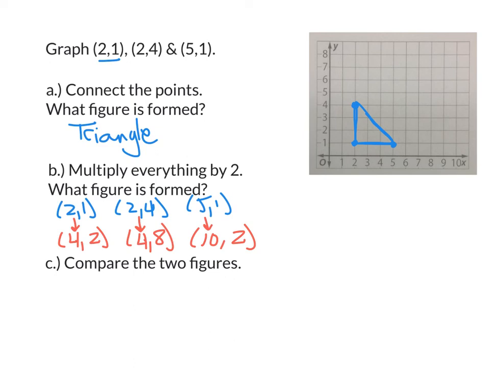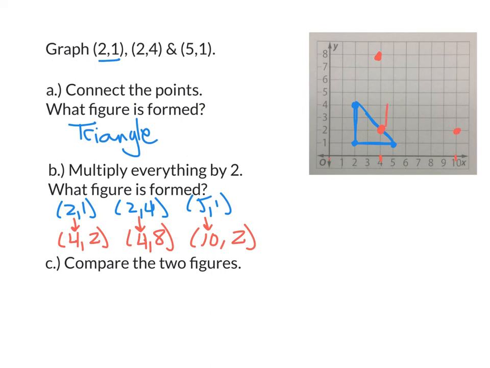Now that everything's doubled, we need to plot those 3 points and connect them just like we did in the first part. So for 4, 2, we start at the origin, go over to 4, and then up 2. That puts the point right here. For 4, 8, we go over 4 and up 8. It's right here. And then the last point, 10, 2, we're going to go all the way over to 10 and then up 2.